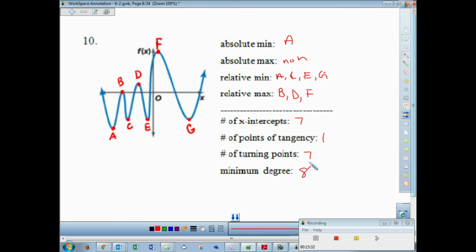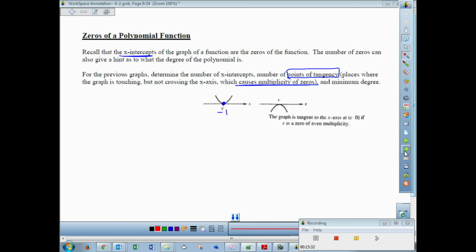I hope you found that easy. Did you find that easy? Those are the things you need to ask yourself when you do these problems. That's a setup right there. You need to know how many x-intercepts. You need to know how many turning points. You need to know the minimum degree. If you can do those, then you do them mentally when we do the next type of problems.